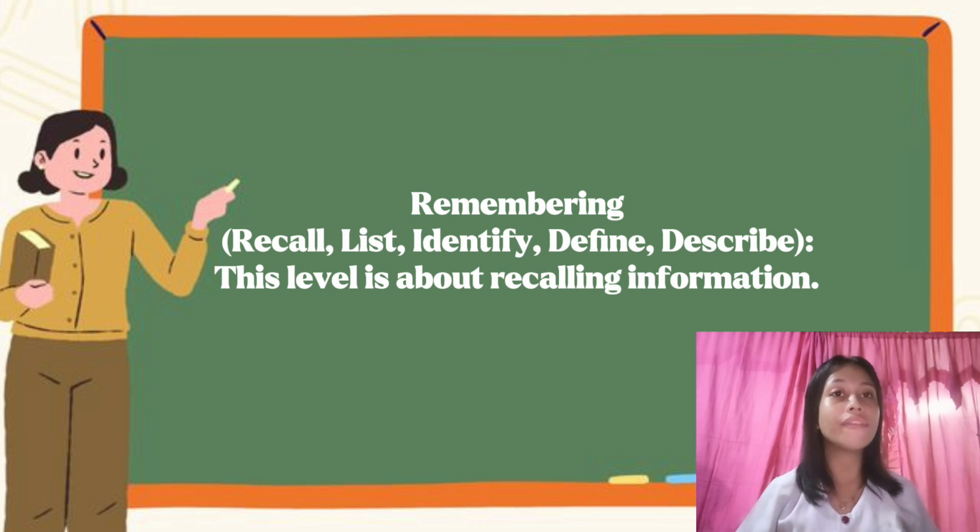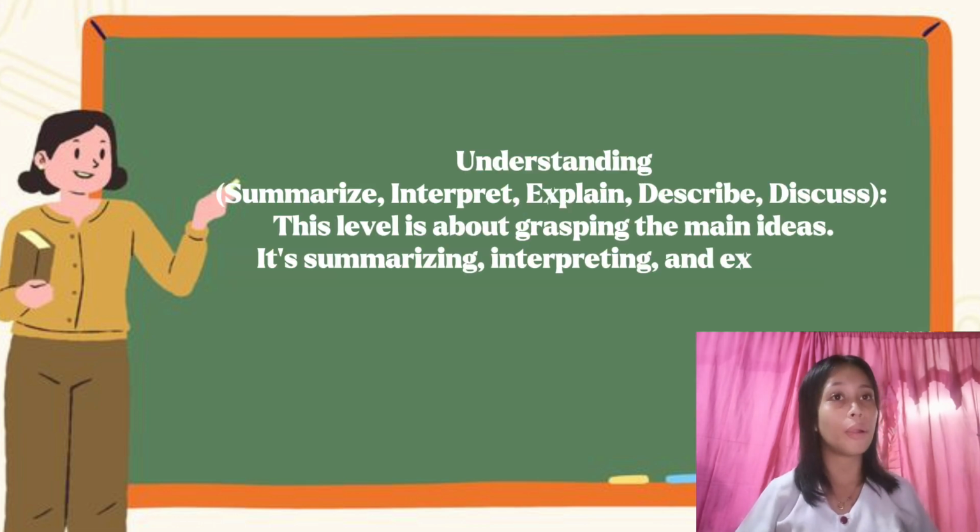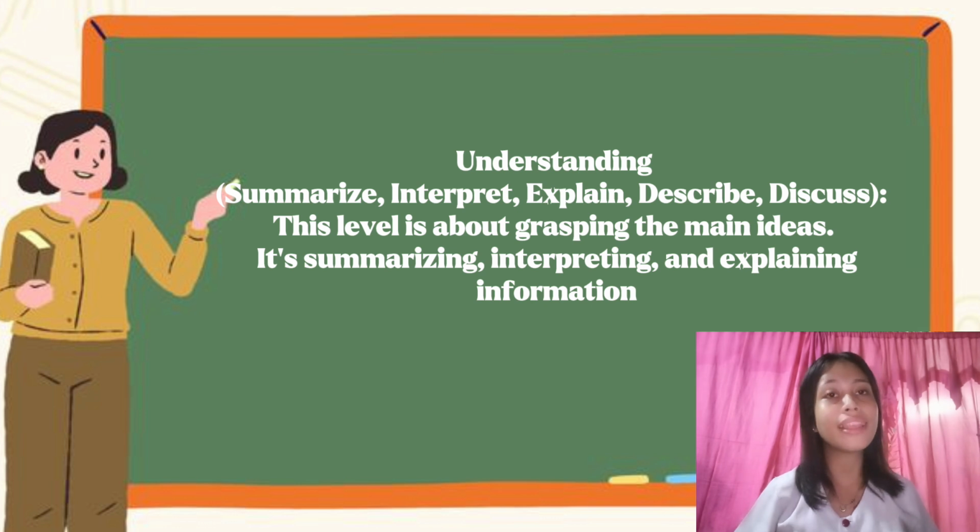Second, we have understanding. This is to summarize, interpret, explain, describe, and discuss. This level is about grasping the main ideas. It's summarizing, interpreting, and explaining information. For instance, can you summarize the plot of the novel in your own words?